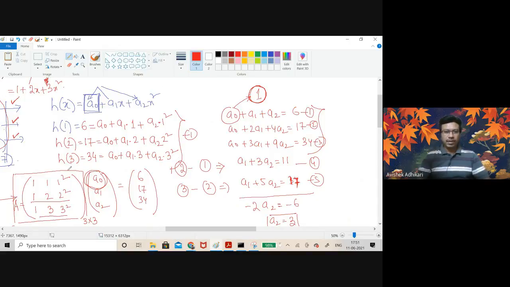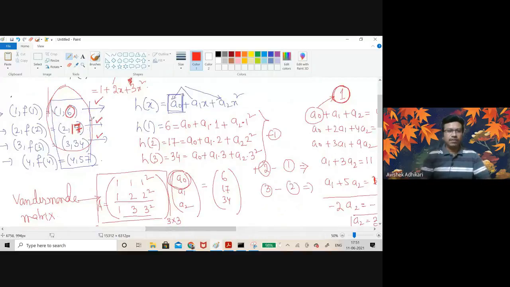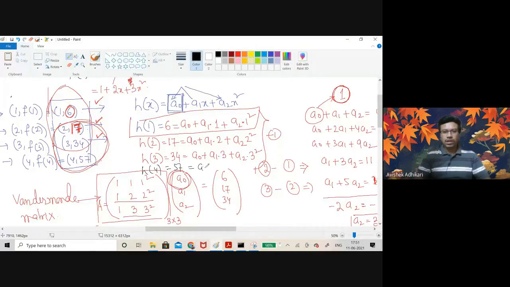The same thing would happen if, suppose instead of these 3 participants, you can check on your own what will happen if they come. Instead of the first 3, if the last 3 join, then the same thing, they will just guess the polynomial value of this. So instead of having this equation, you will have the fourth equation, H4 equal to something, 57, equal to A0 plus A1 into 4 plus A2 into 4 square.